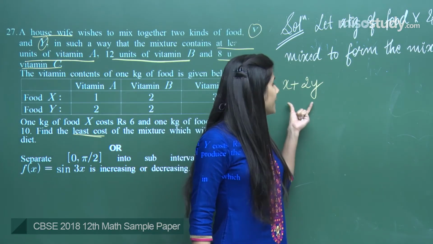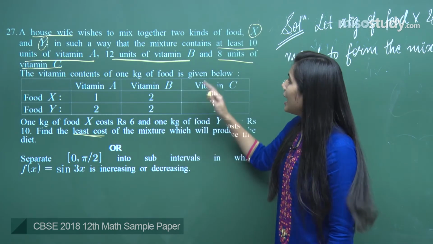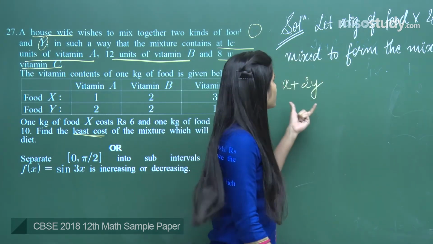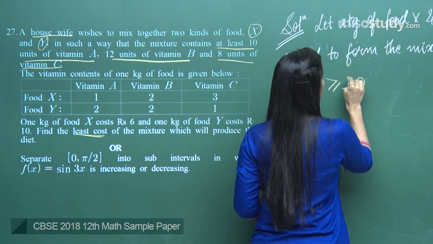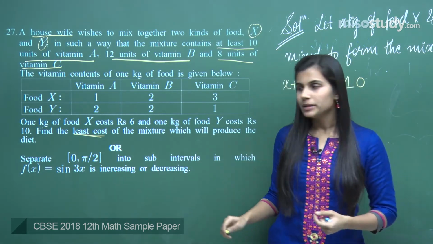But this is the vitamin A inside the mixture, right? And inside the mixture I want at least 10 units of vitamin A. So this has to be greater than equal to 10.